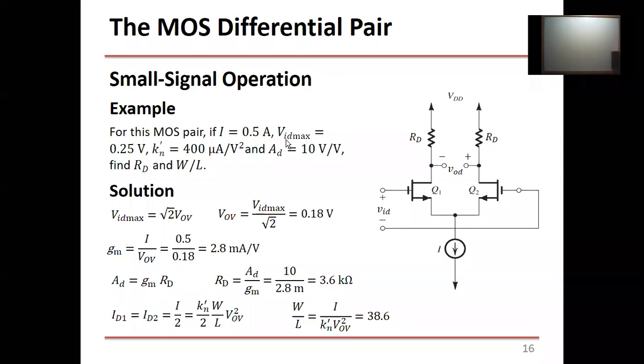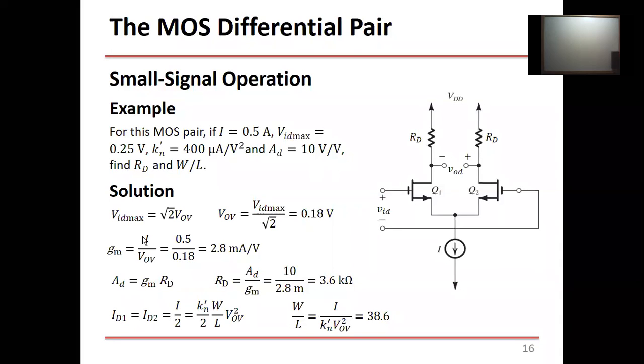As I mentioned before, VID max is square root of 2 times V overdrive, from the early equations. So from this equation, we can find V overdrive. Why do we need V overdrive? Because to design this, we need gm, the transconductance of the transistor. We know that gm is I over V overdrive, so we need to find V overdrive, and this piece of information gives us how to find it.